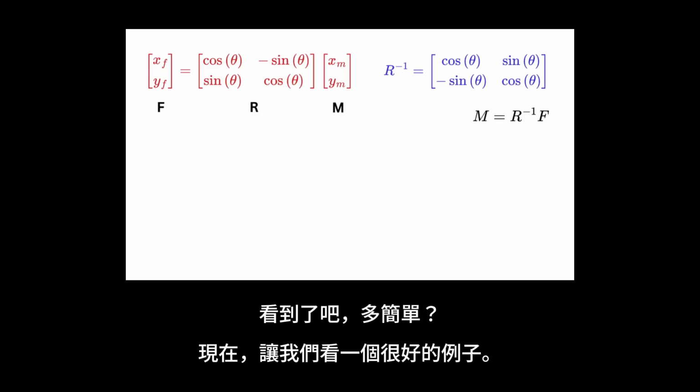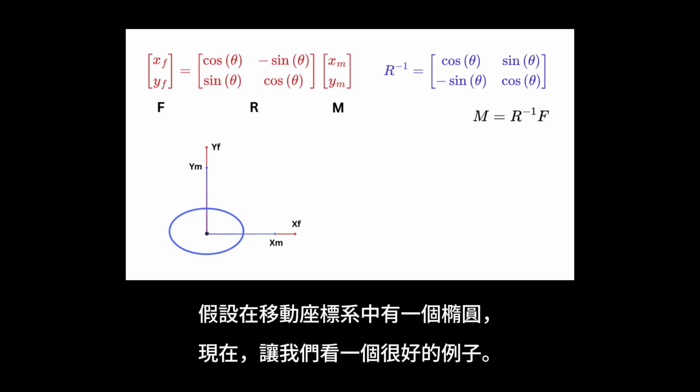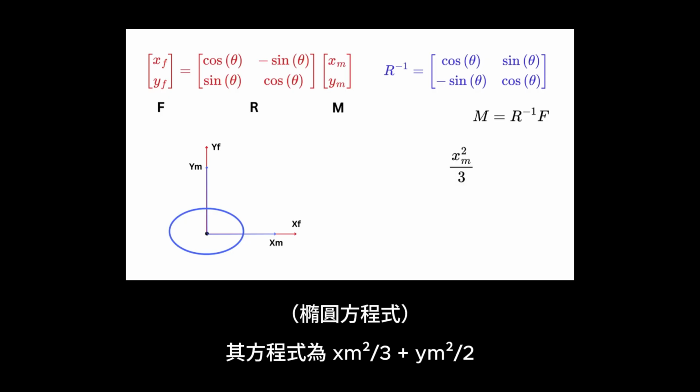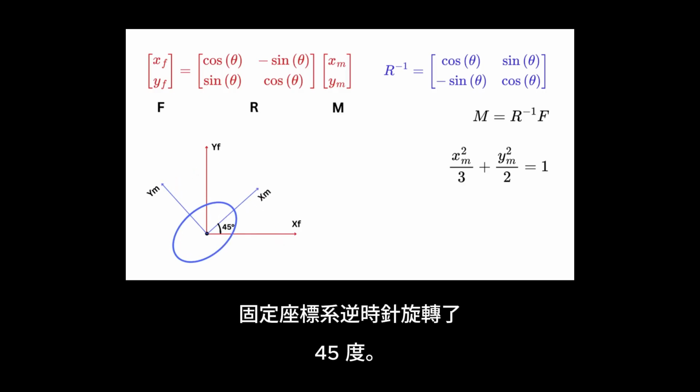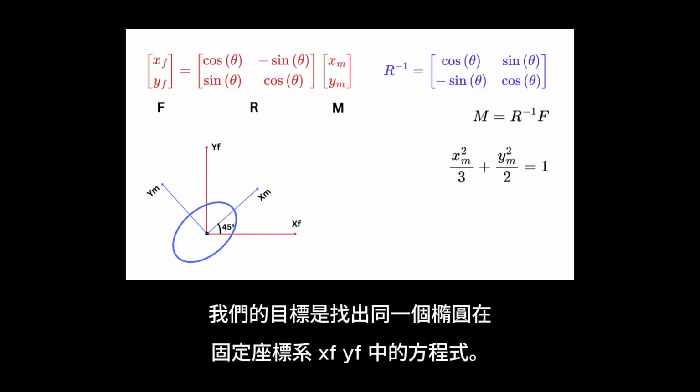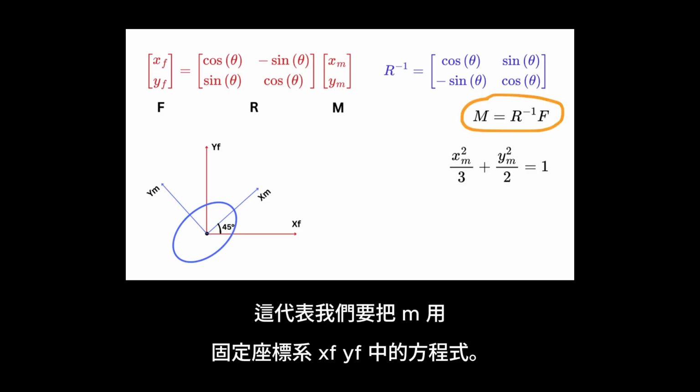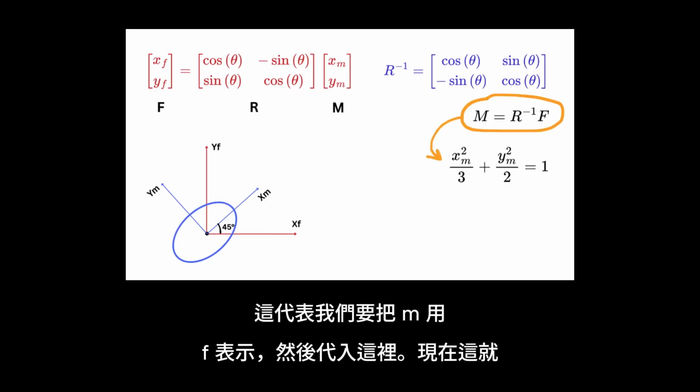Now let us look at a nice example. Suppose we have an ellipse in a moving frame described by the equation xm squared over 3 plus ym squared over 2 equals 1. Now imagine that the moving frame has rotated counterclockwise by 45 degrees relative to the fixed frame. Our goal is to find the equation of the same ellipse in the fixed frame xf, yf. This means we have to find m in terms of f and substitute it here.